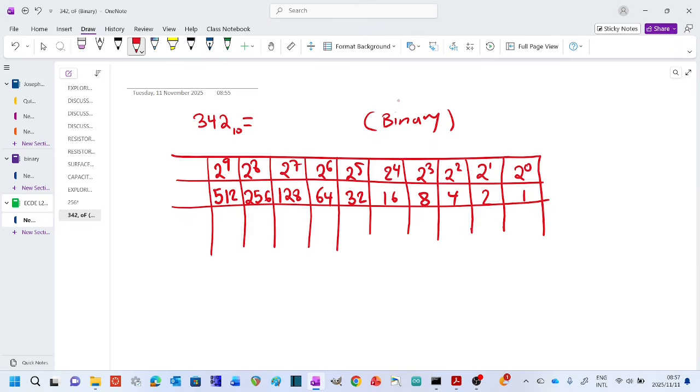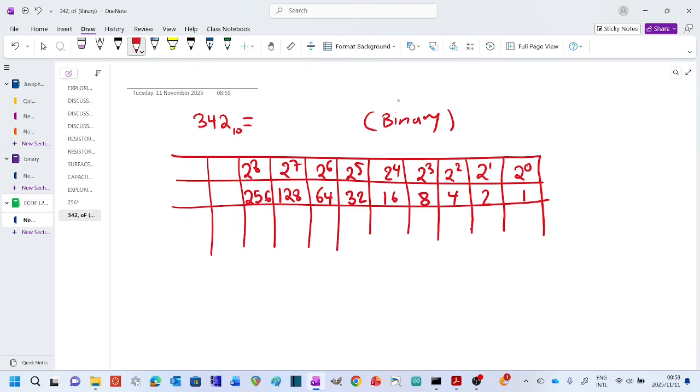You notice that 2 to the power 9 gives us a number that is far bigger than the number we want to convert. We want to convert 342 from decimal to binary. But 2 to the power 9 gave us a number that is bigger than 342, which means we don't have to consider 2 to the power 9. It is far too high for us. So we have to stop when the number is closer or equal to the number that we want to convert.